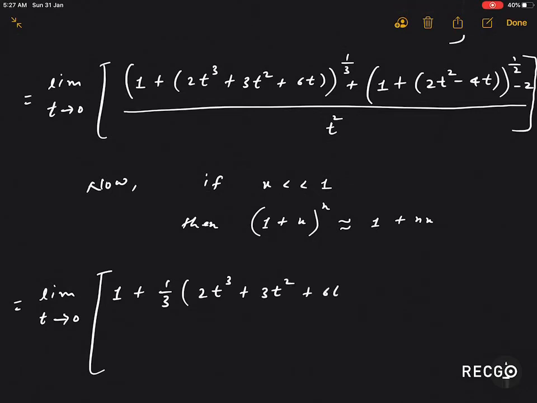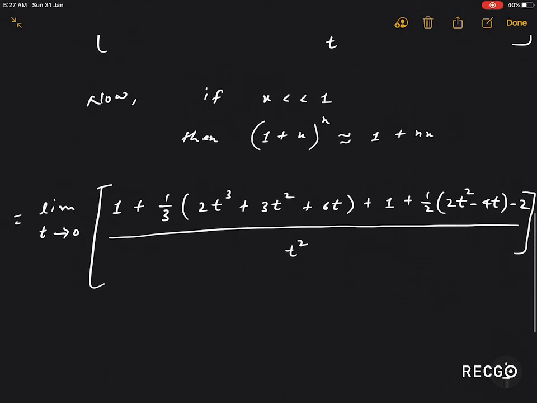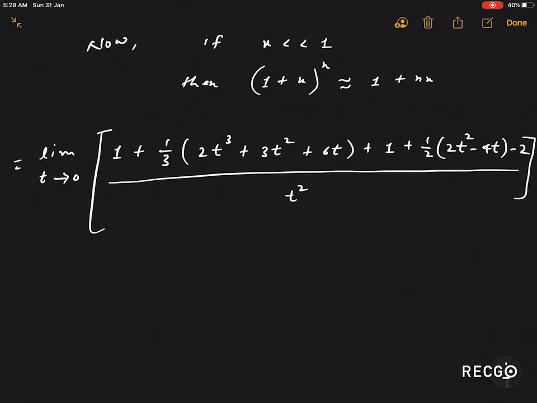Our terms become 1 plus 1 by 3 times 2t cube plus 3t square plus 6t, plus 1 plus 1 by 2 times 2t square minus 4t, and then minus 2. This is a boon for this solution. This step is a master stroke step. It has already solved your question in the simplest way. The question which was looking very scary, where you would apply L'Hopital or any other method, this method is going to give you a very sharp edge.